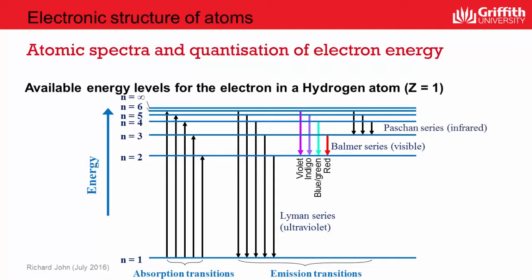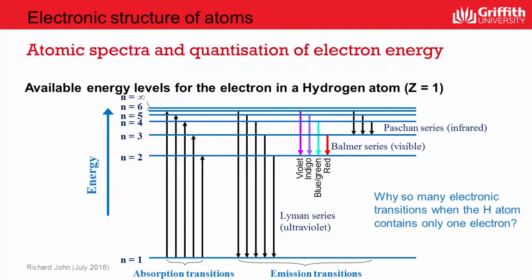For electron transitions down to the n equals 3 level, the decrease in energy is even smaller, corresponding to photon emissions in the infrared region. Again, we can't see these emissions with the human eye, but they can be detected using infrared detectors.